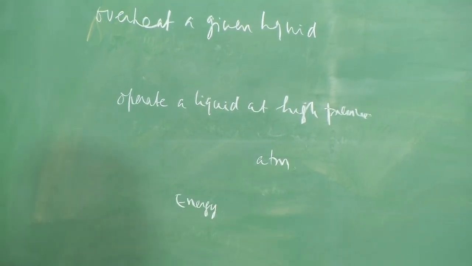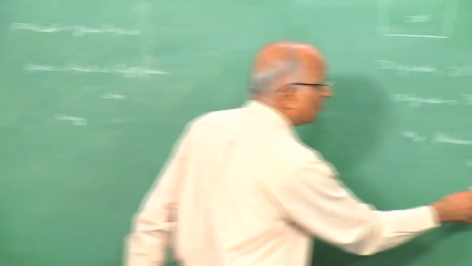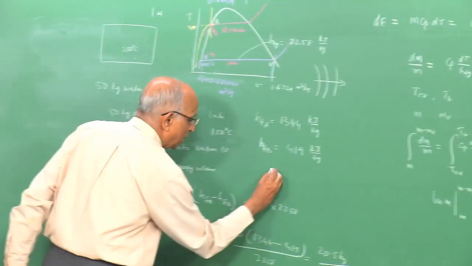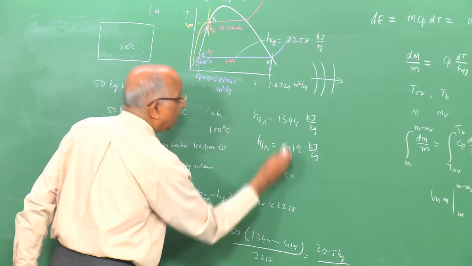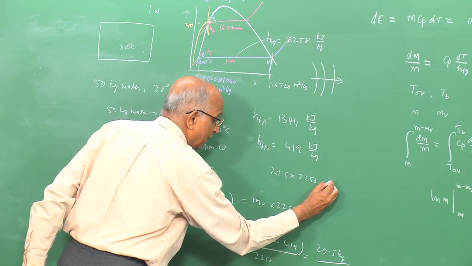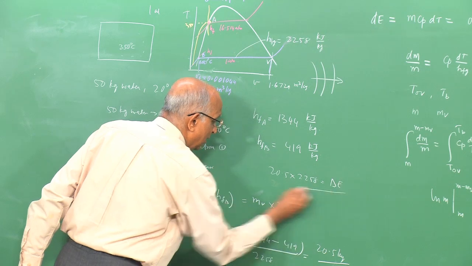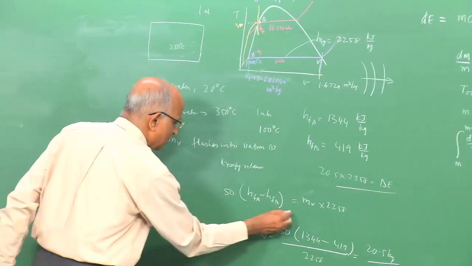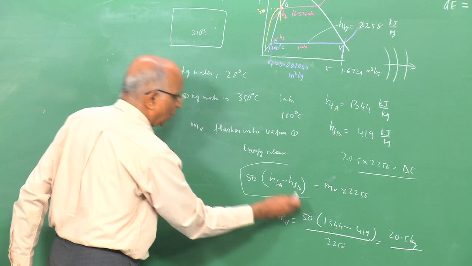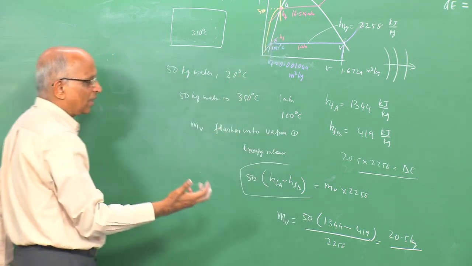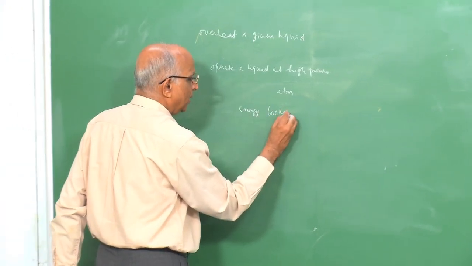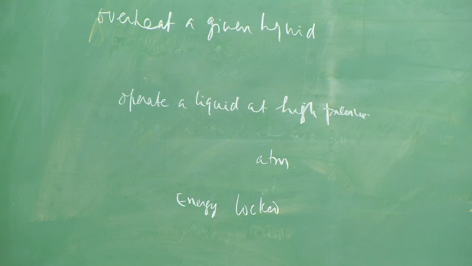And how do I calculate this energy in this particular example, which we forgot to do? Well, the energy which is locked in is 20.5 kg of vapor into the latent heat 2258, or alternatively I just say 50 into 1344 minus 419, so many kilojoules is the energy which is locked in, which in turn drives the explosion.